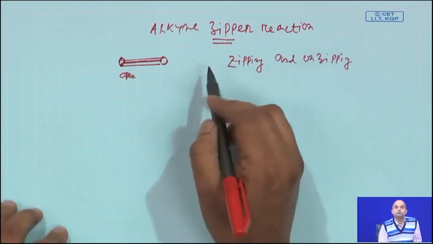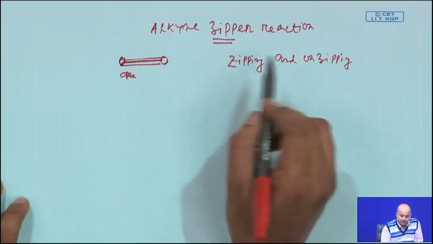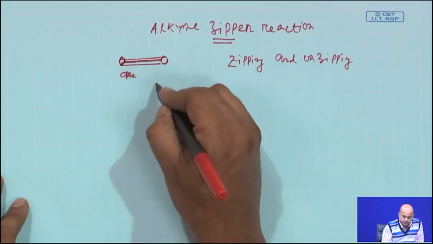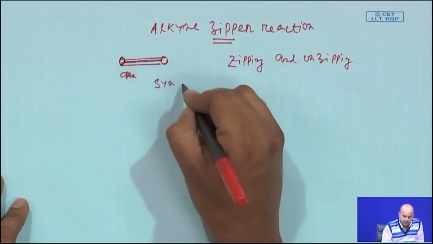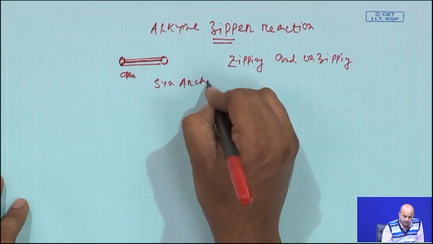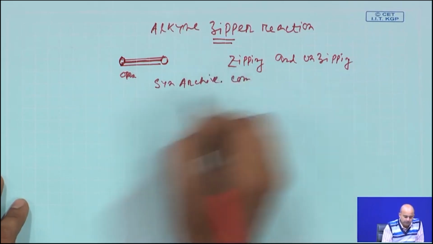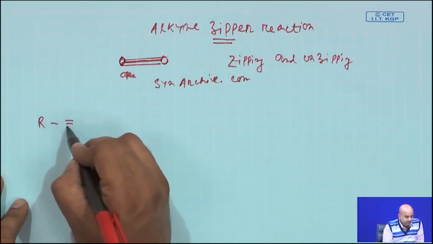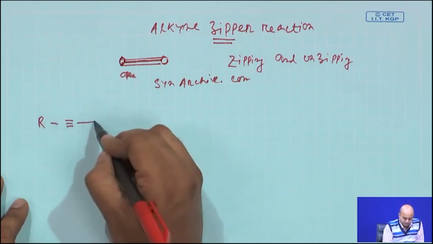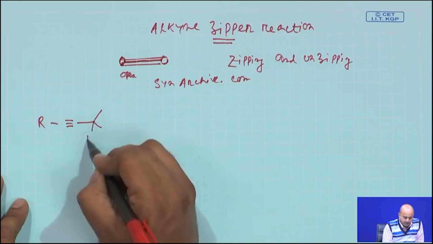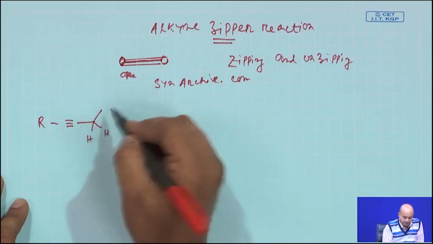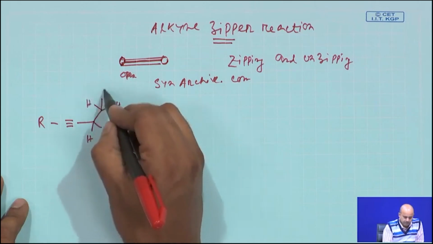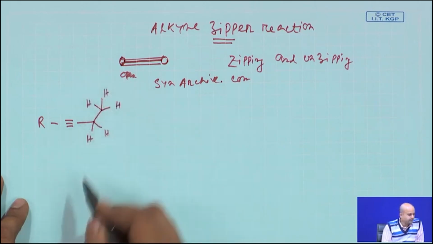Now, the same terminology was used in a reaction named the alkyne zipper reaction. For the detailed mechanism you can refer to sinarchive.com, but we will also talk about the mechanism of how this reaction takes place. So, you have this alkyne, and we draw the hydrogen here, which seems to be extremely acidic. So, you have an alkyne with CH2 CH3.